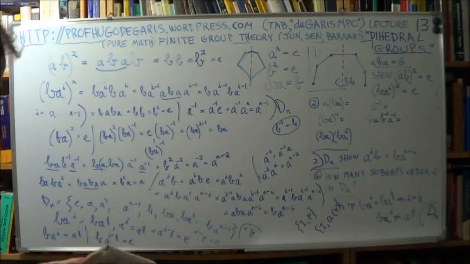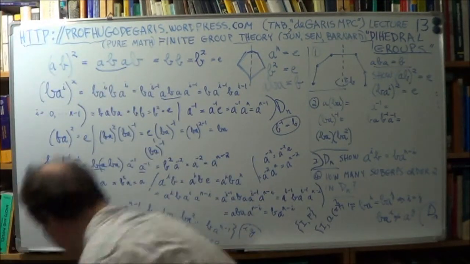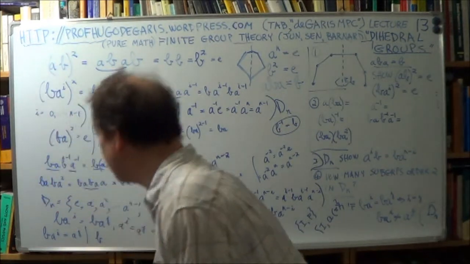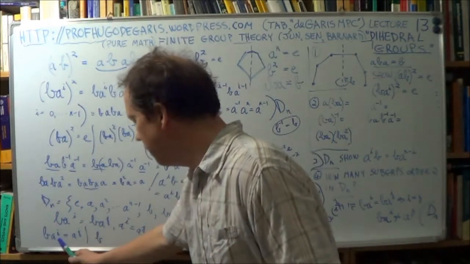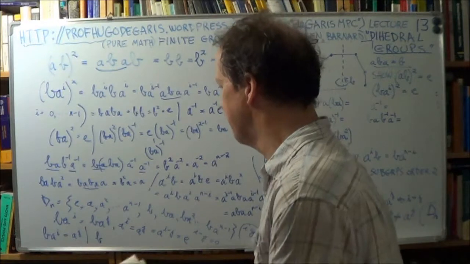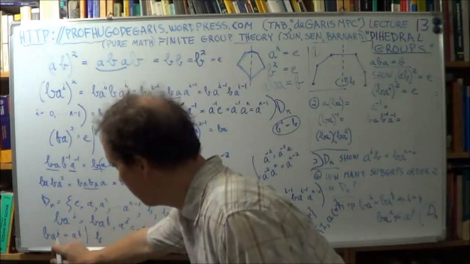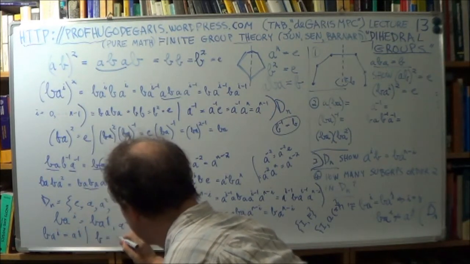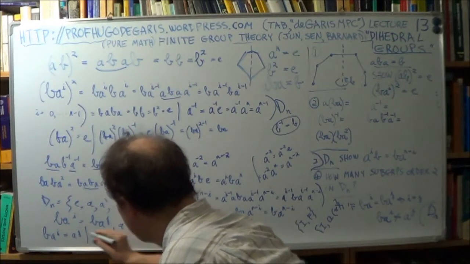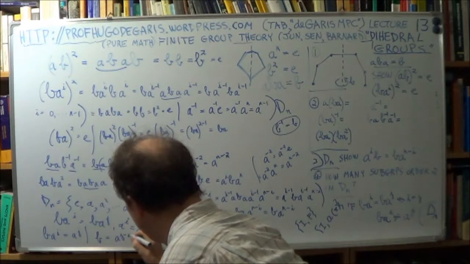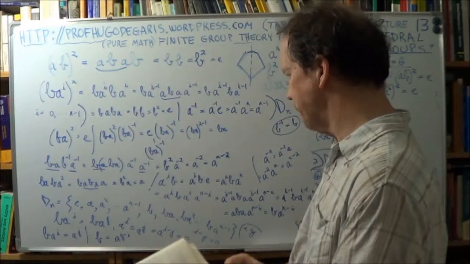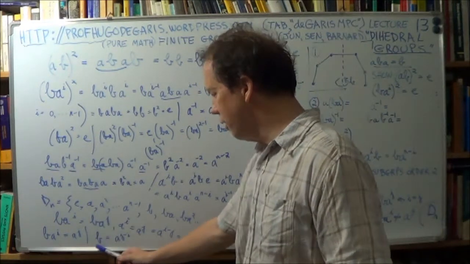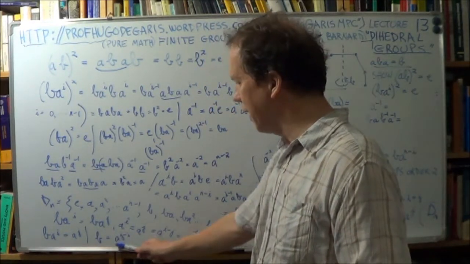No, I'll go the other way. That's not so smart. I'll go the other way. Post multiply by a^(-i). So that'll give you b, and on the right hand side you'll have a^(j-i), right? Now, that means b is just some power of a.